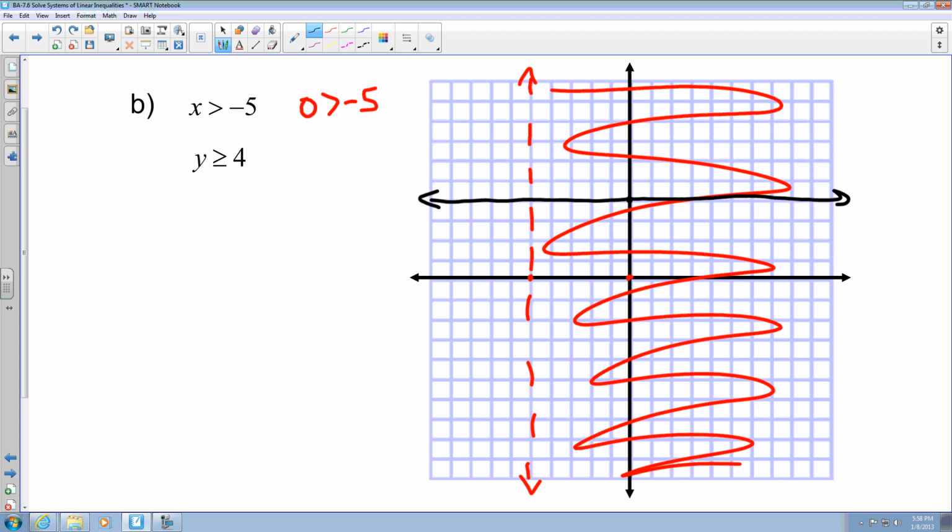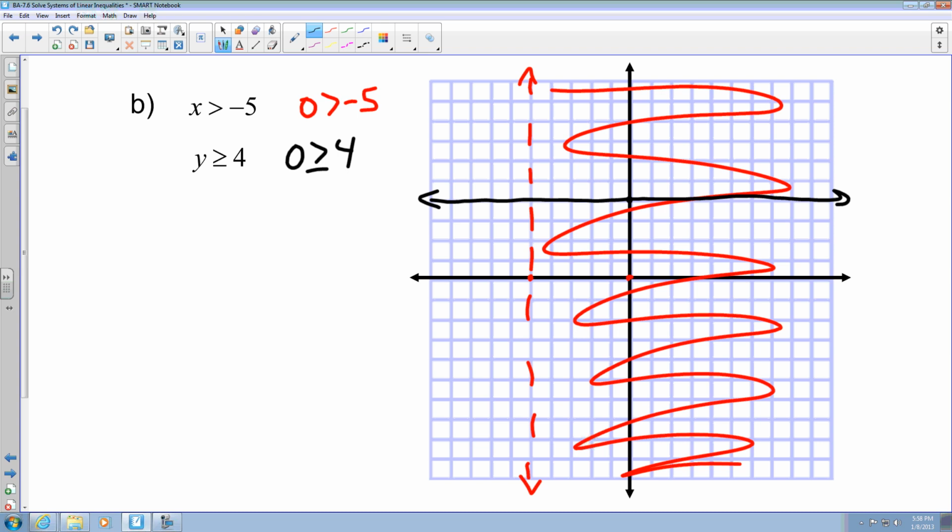And now I need to determine where the shading's at. I could still use a test point of 0, 0. So it would be 0 is greater than or equal to 4. That happens to be not a true statement. So that means that the shading's going to occur above my boundary line of y is greater than or equal to 4.